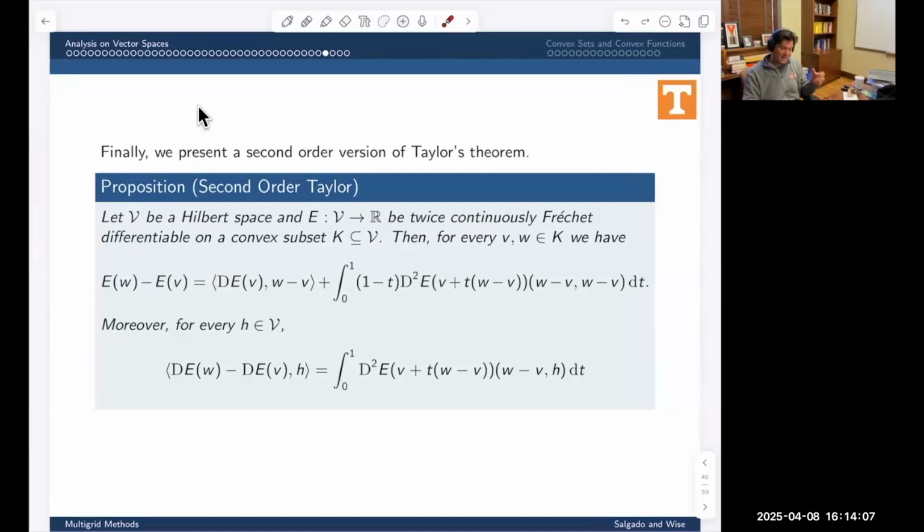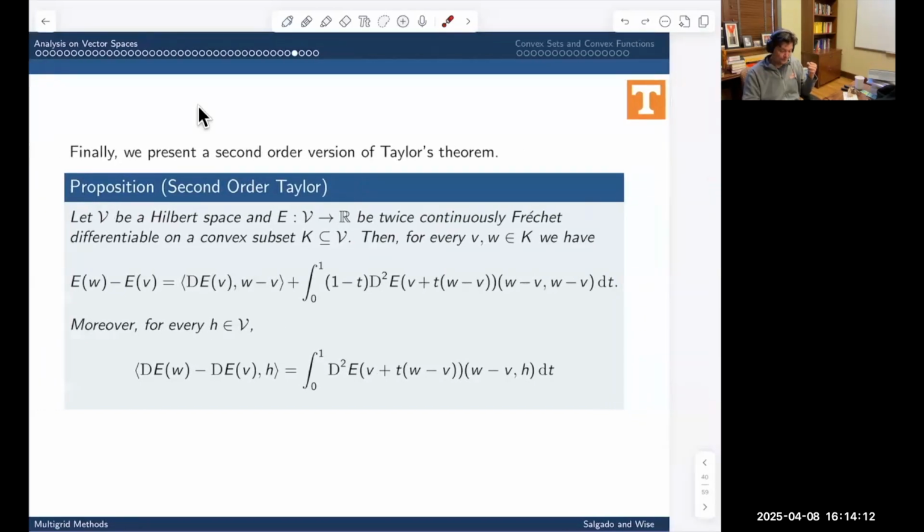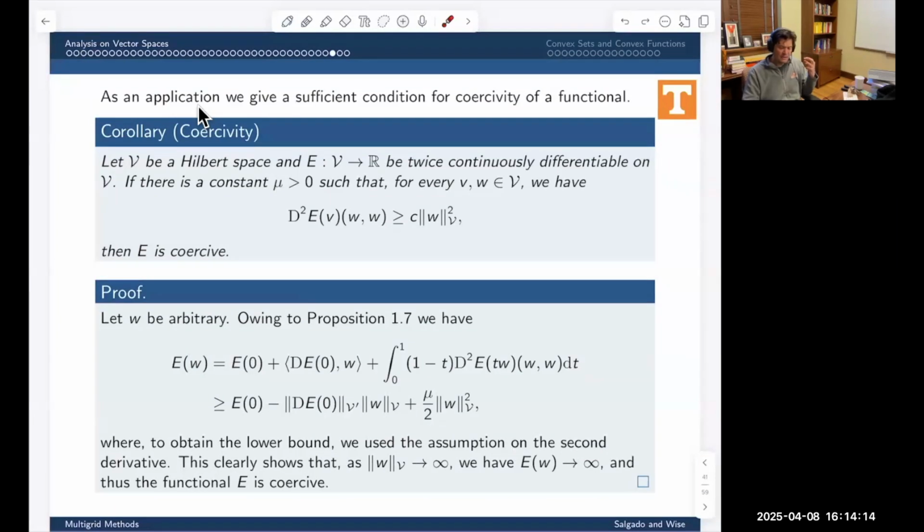All right, so second order version of Taylor's theorem, or Taylor's theorem with integral remainder. So let's apply this, and it can be applied in a couple of other places as well. We're going to apply this to prove that if we know some information about the second derivative of a functional, then we can show that E is coercive.